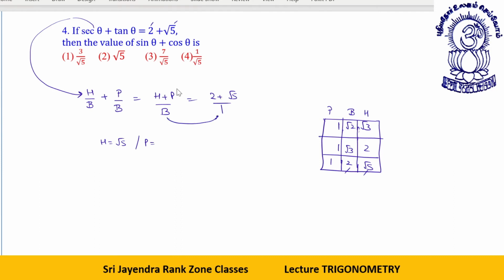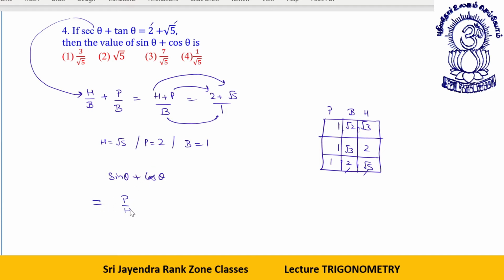This is 1. This is P. This is H. P is equal to 2. B is equal to 1. What is being asked? Sin theta plus cos theta. Fine.